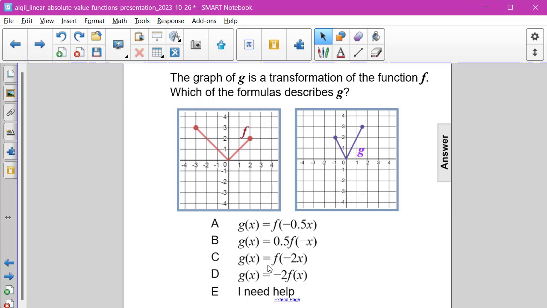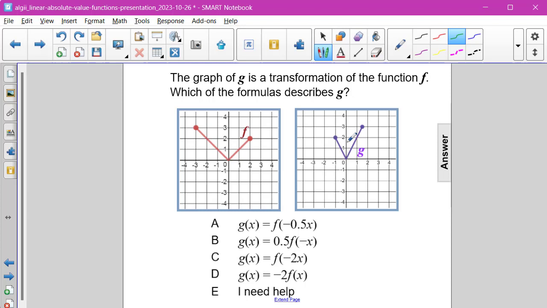Is it C, that g of x is equal to f of, and then in parentheses, -2x? Or is it D, g of x is equal to -2 times the function f of x? Well, the first thing that we can notice from f to g is that f looks like a backwards check. Like it has the short side on the right and the long side on the left.